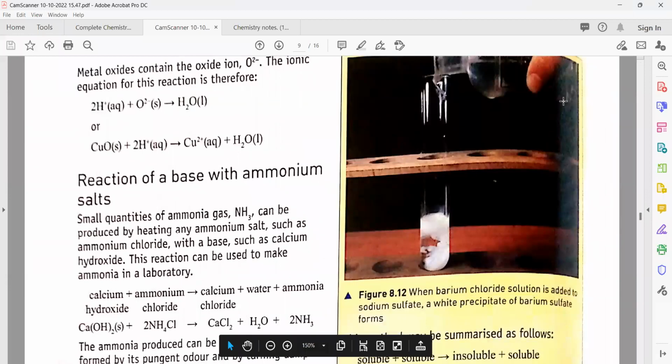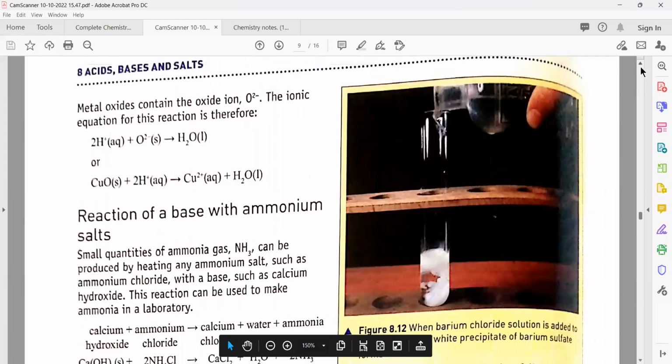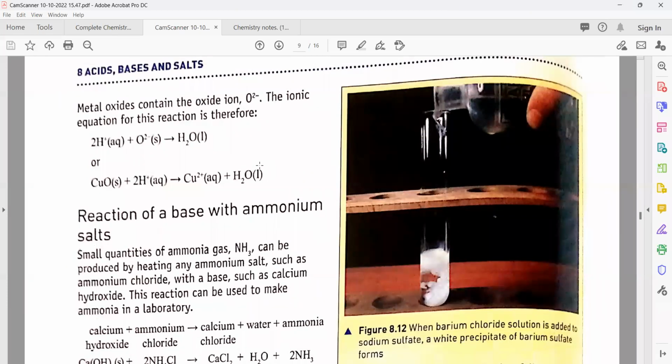So here, a couple of further reactions are written. Metal oxides contain oxide ions, O²⁻. The ionic equation for this reaction is therefore: H and O give you water. Same here, copper oxide reacts with hydrogen, and they give you copper and water. Now the reaction of a base with an ammonium salt.